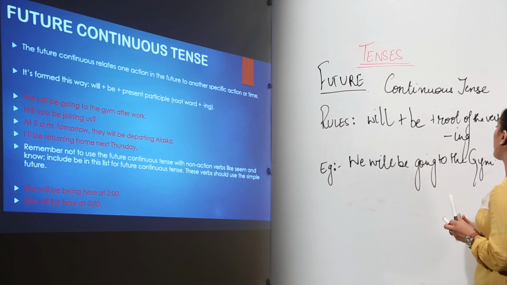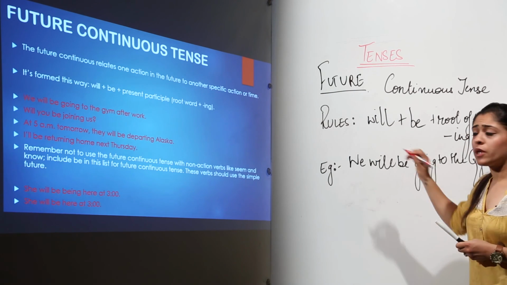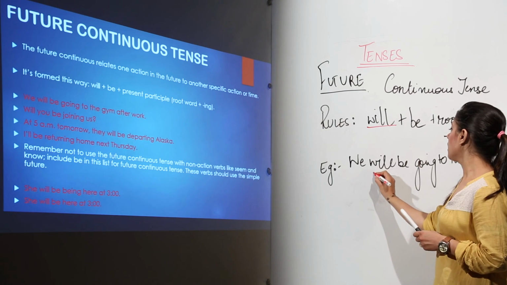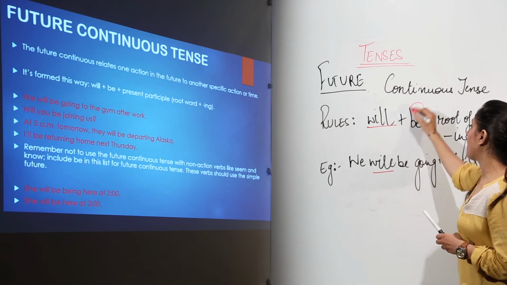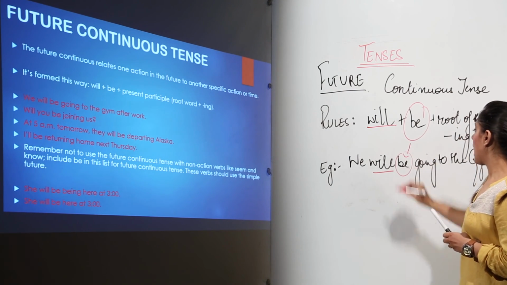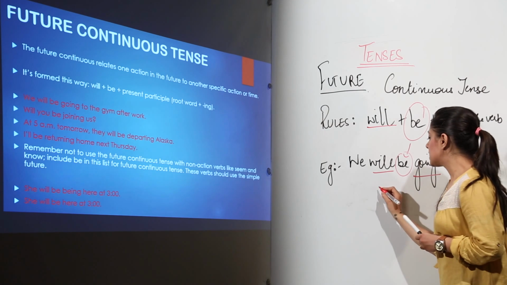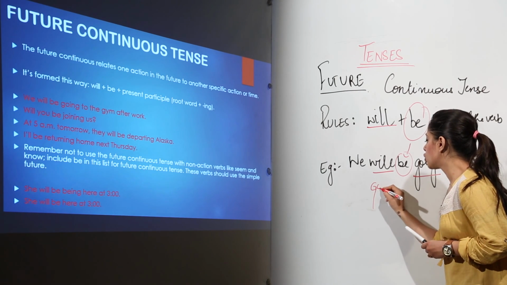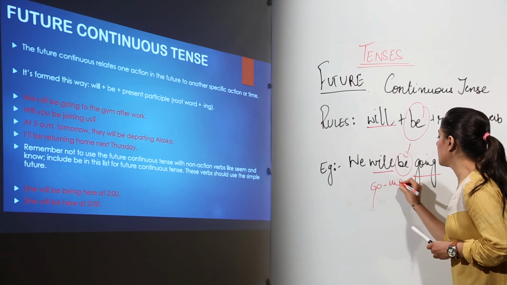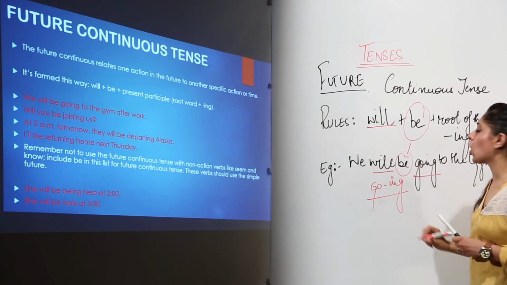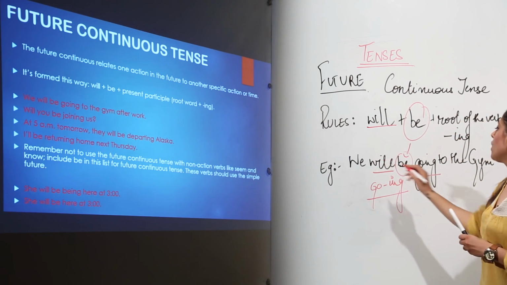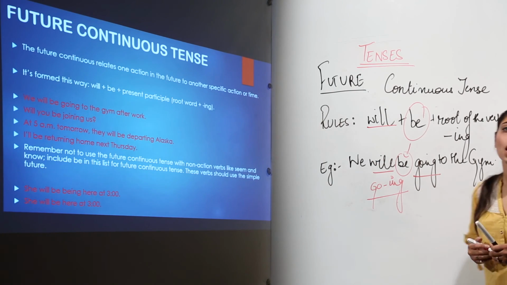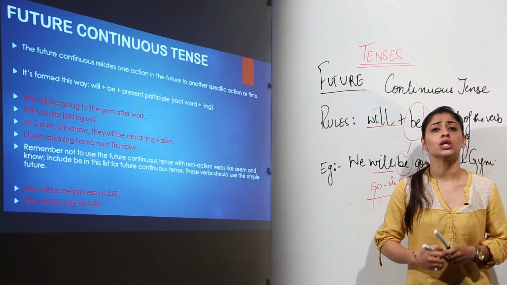Now we will be going to the gym. Here, as per the implications, we have will in the sentence, we have be, and going, where the root word is go with ing, making it a continuous sentence. So we will be going to the gym after work implies a future continuous tense.